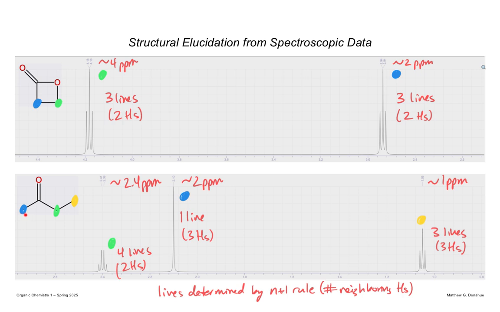So the ketone, see the blue carbon? There's only one neighbor. That neighbor has 0 hydrogens. So 0 plus 1 is 1 line.